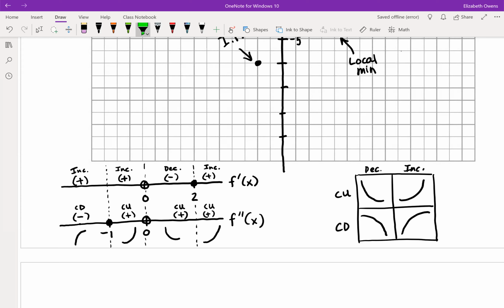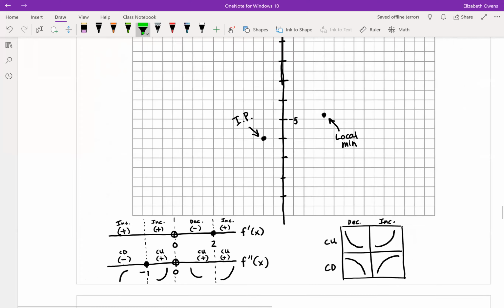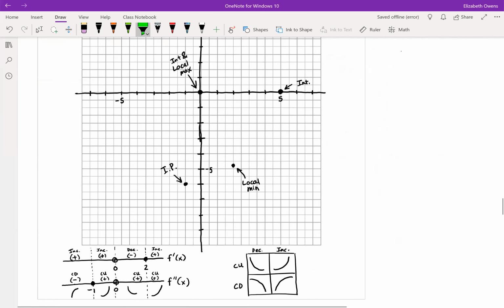So those 4 shapes tell us the general pattern or general look of the graph in those intervals. So you can basically fill in the graph here, knowing that from negative infinity to -1, we're going to have this type of shape. And -1 is right here.